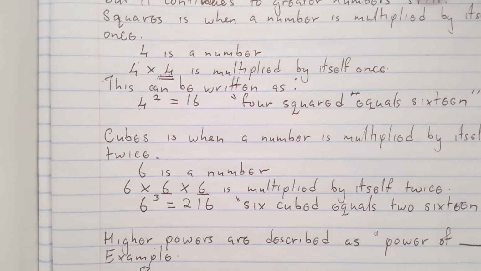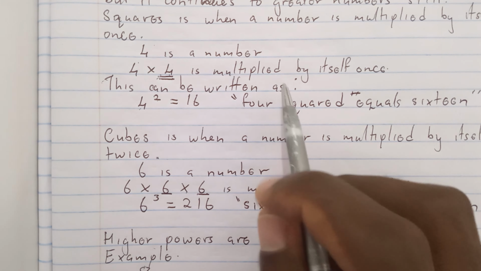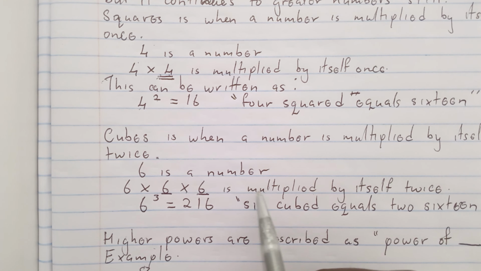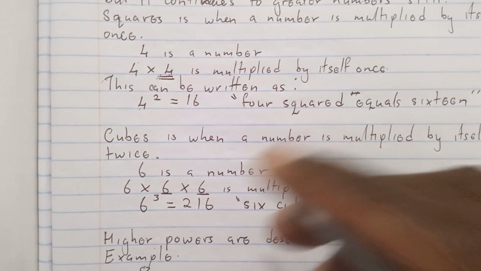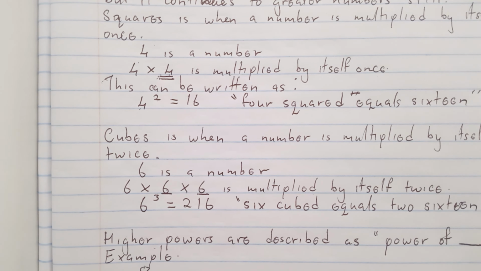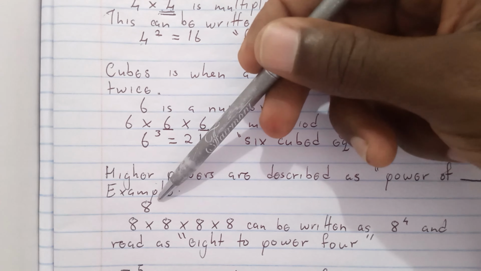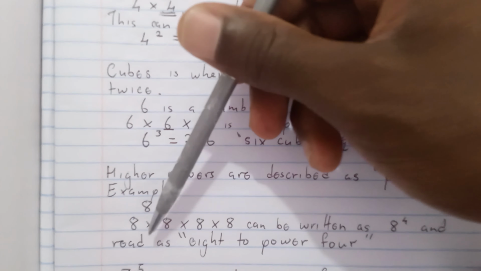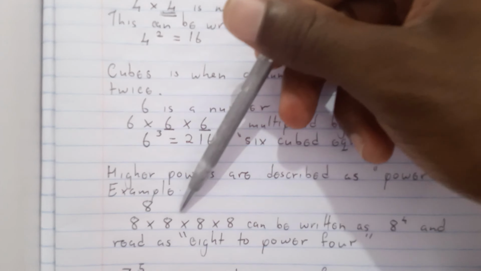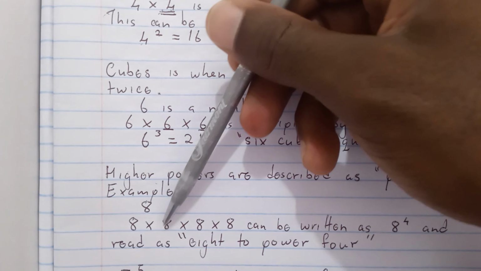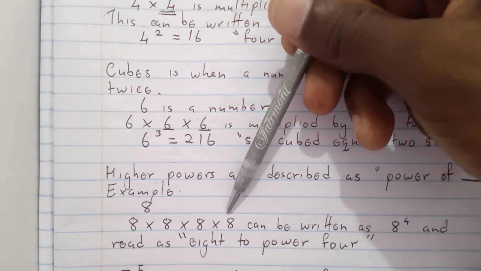And when dealing with higher powers, these are just numbers that are multiplied by itself. So here we can see it's multiplied by itself once. Here multiplied by itself twice. What happens when you multiply by itself 3 times? What happens when it's multiplied by itself 4 times? Okay, so let's have a look here. Here we have 8 as a number. And then 8 is multiplied by itself 4 times. 8 times 8 times 8 times 8.